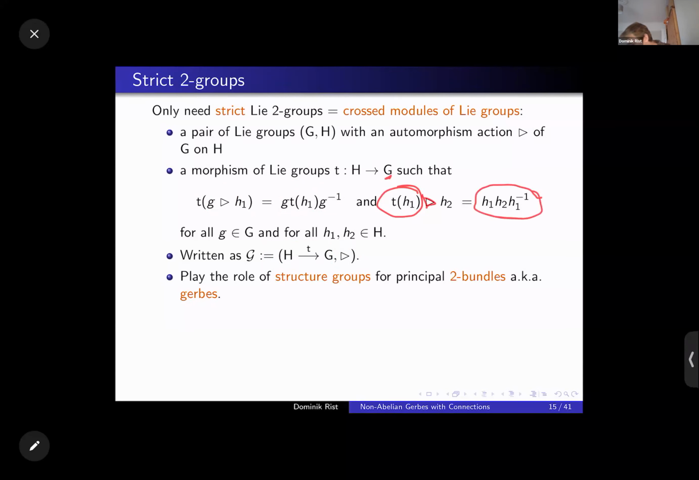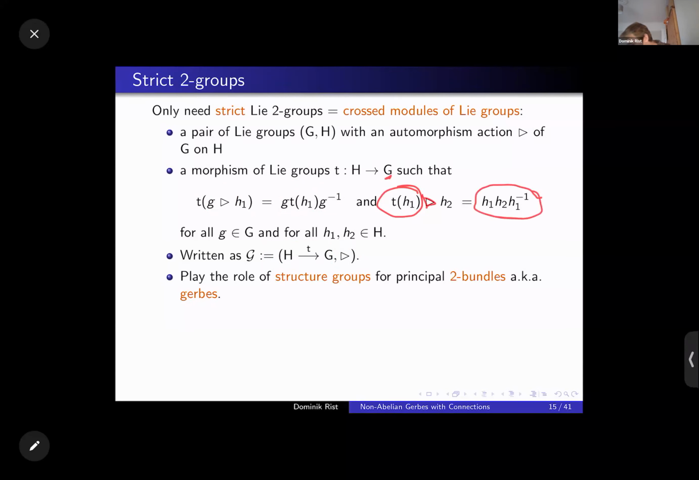in practice, but all I wanted to say is the point of this is that you don't have to work with these messy categorical diagrams. You can be very concrete in the strict case. So strict two groups really are just crossed modules of groups. Okay, and that's important because they will play the role of structure two groups for principal two bundles. So that's what I mean by gerbes.